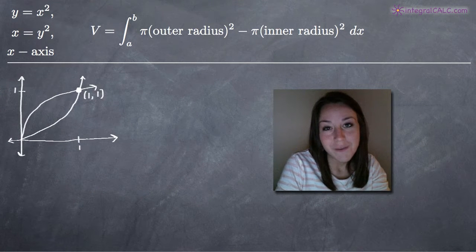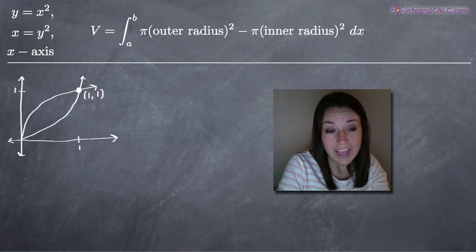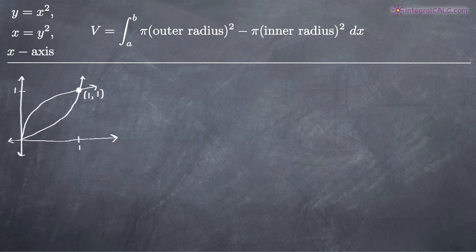Today we're going to be talking about using the disk and washer method to find the volume obtained by revolving a surface around an axis. In this particular problem, we've been told that we're revolving the surface created between y equals x squared and x equals y squared. We're going to be revolving that around the x-axis, and they've asked us to find the volume created by that revolution.